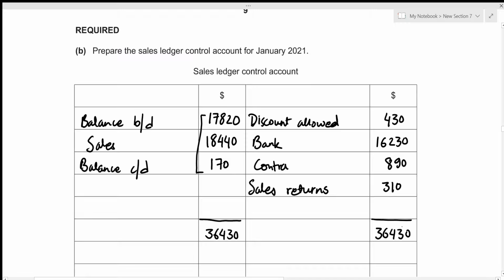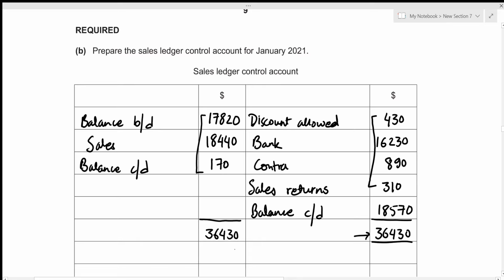Now we need to figure out the balance CD, or the closing balance. Now since this is a closing balance, in order to figure this amount, we just need to subtract all of these four amounts from the total. So that's going to be 36,430 minus 430 minus 16,230 minus 890 minus 310, which gives the closing balance to have the amount of 18,570.